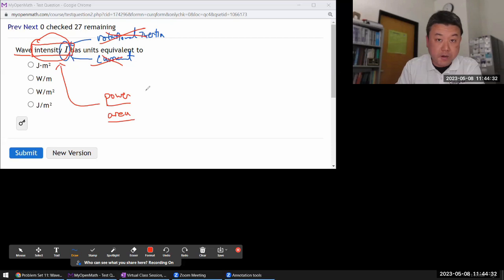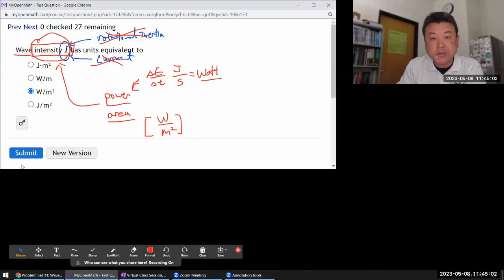So power is a change of energy per change of time, which would be joule per second, or watt. Watt is a unit of power. So the unit of intensity, the default way I would write it, would be watt per meter squared, the unit of area. And I have that here: watt per meter squared. So that would be the unit of intensity, and you don't have to know what kind of wave, because this is a fairly consistent definition of intensity.